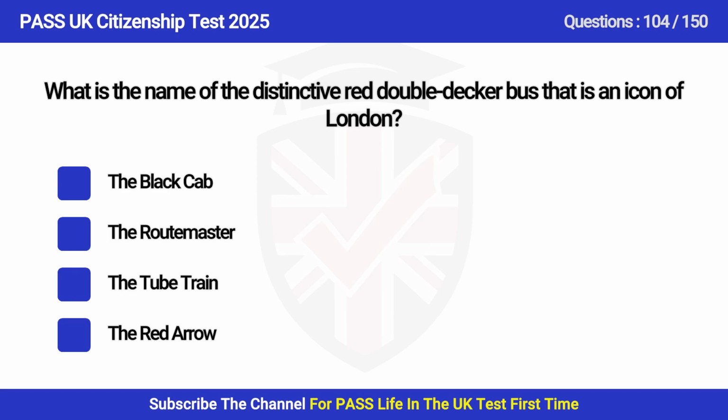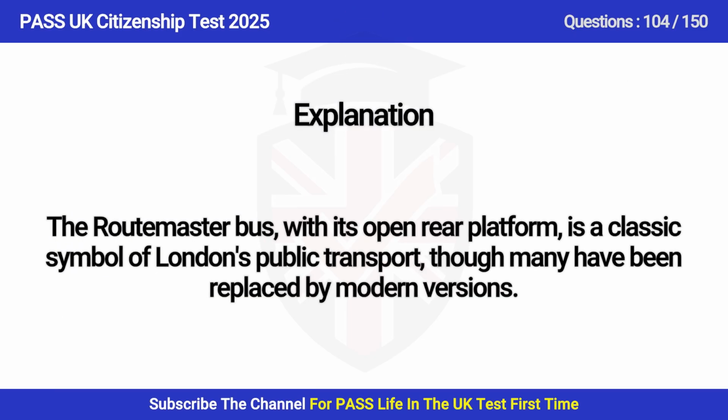Question 104. What is the name of the distinctive red double-decker bus that is an icon of London? A. The Black Cab, B. The Routemaster, C. The Tube Train, D. The Red Arrow. Answer is B. The Routemaster bus, with its open rear platform, is a classic symbol of London's public transport, though many have been replaced by modern versions.